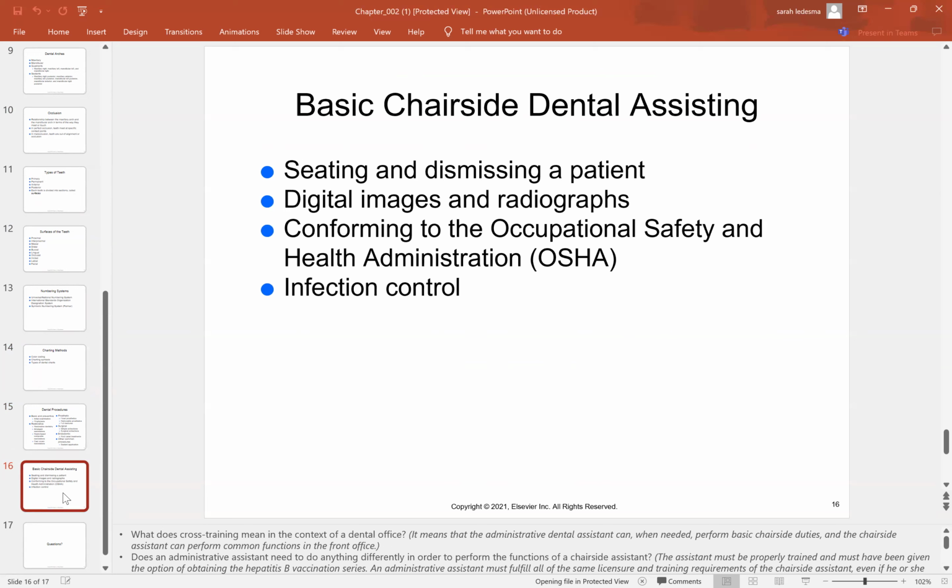Basic chairside dental assisting would include seating and dismissing a patient, digital images, and also taking radiographs, conforming to the Occupational Safety and Health Administration, or OSHA, and including infection control in your daily tasks.